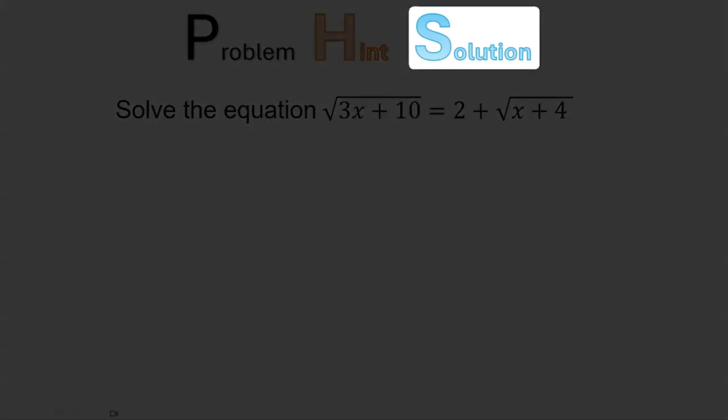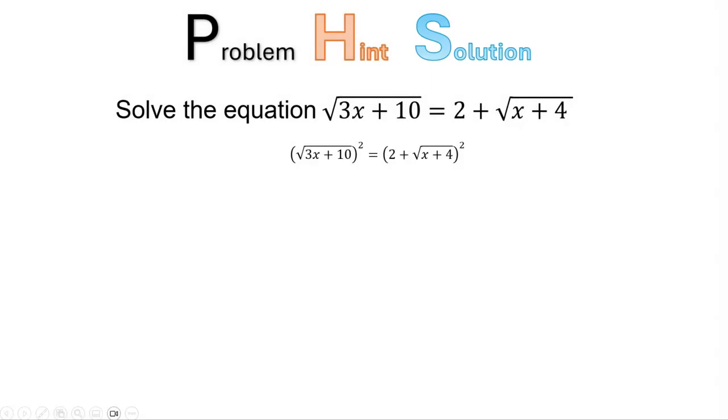Solution. As we said, the first thing we need to do is to square both sides. On the left hand side, the square undoes the square root, so we're left with just 3x plus 10. On the right hand side, we do need to be careful to make sure we remember that (a plus b) squared is a squared plus b squared plus 2ab.